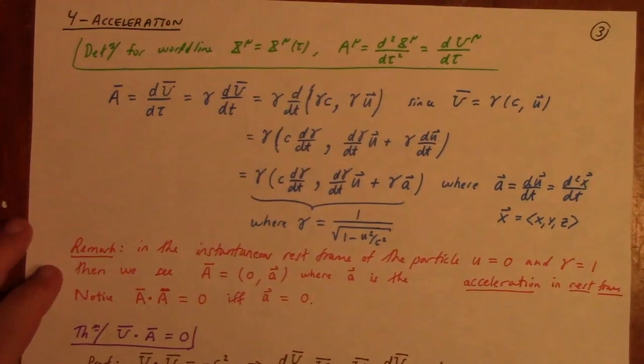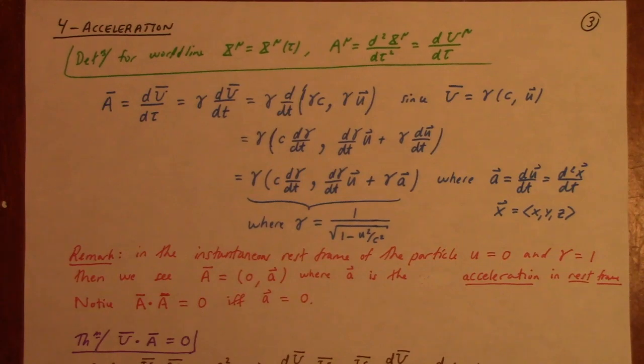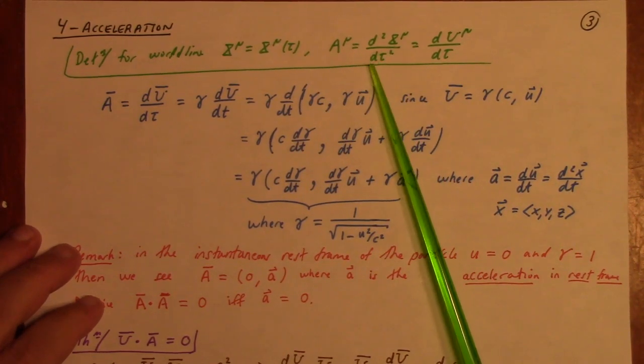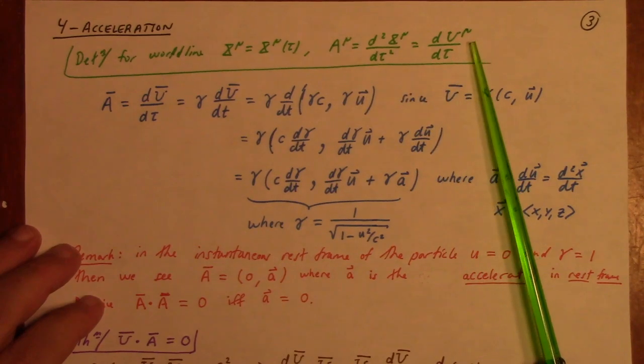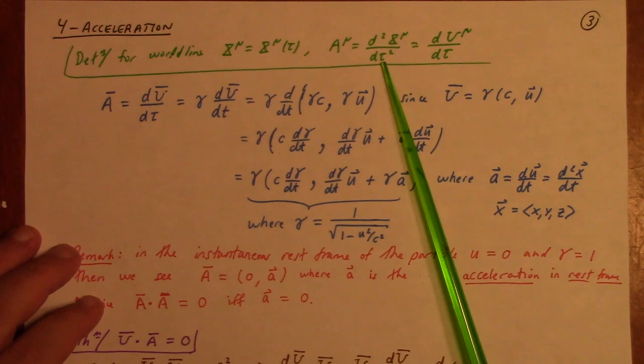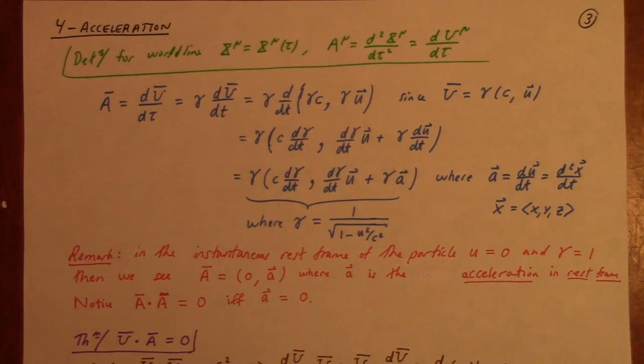Well, we can also talk about 4 acceleration. What's the 4 acceleration? The 4 acceleration is the space-time generalization of acceleration, and you can describe it by the proper time derivative of the 4 velocity, or you could describe it as the second proper time derivative of the world line. All right, and it's got 4 components again.